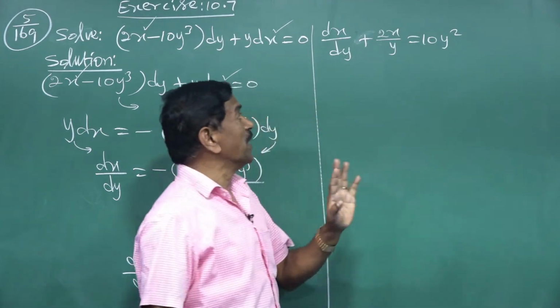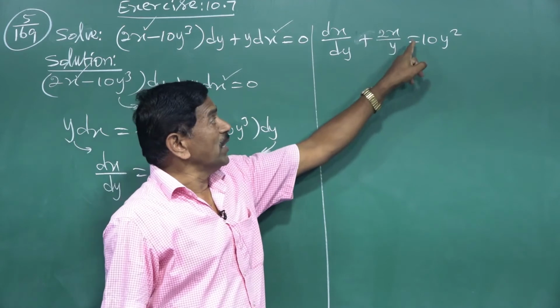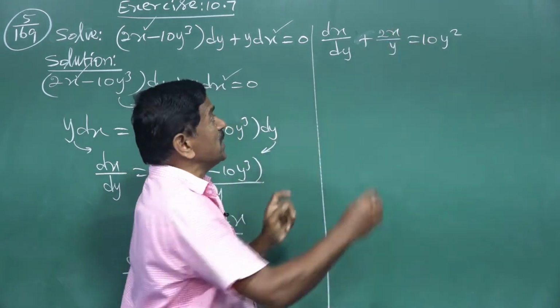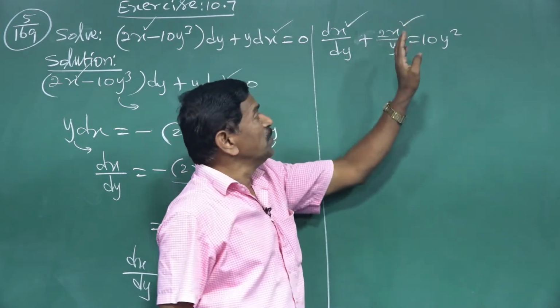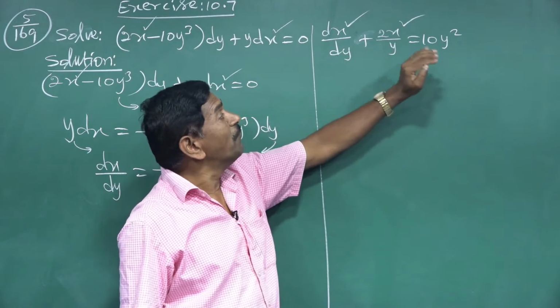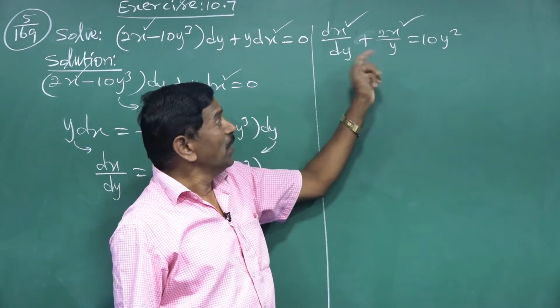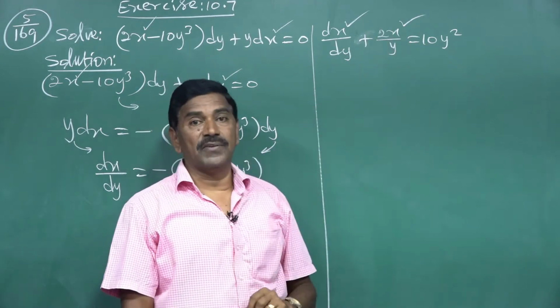Now again, using pencil, listen: dx/dy + 2x/y = 10y². Now, the differential of x appears only once, with power 1 and free, and there is no other x variable; all remaining terms are functions of y. Therefore, this is linear in x. Linear in x means what is the standard form?